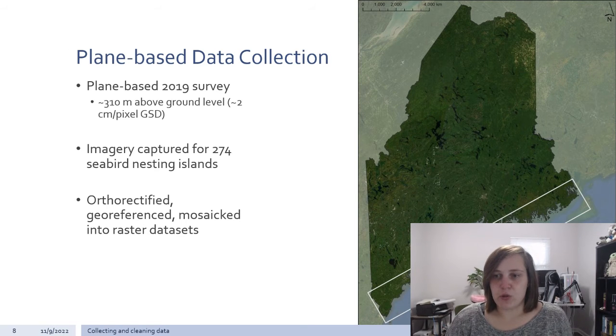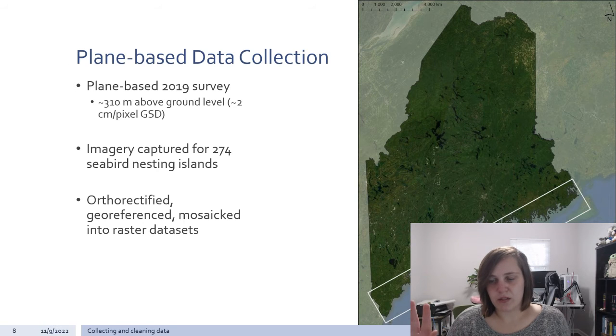And the imagery from 2019 added to a data set that contains aerial imagery captured roughly every 5 years. So imagery also existed for 2008 and 2013. We'll just deal with the 2019 images today.